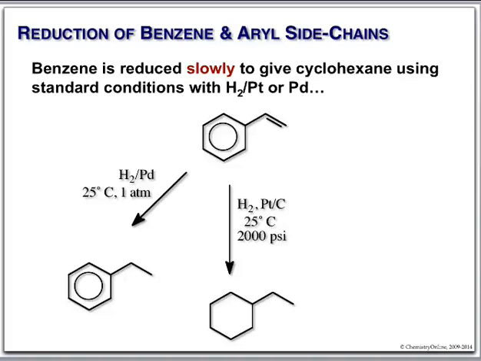Now, there are times when you want this thing to go quickly. Turns out that there are catalysts that have been developed that are better than platinum or palladium. Rhodium is one of them. 25 degrees, 1 atmosphere, again about an hour. You can reduce them both. The nice thing about this is the selectivity. You can do it without touching the ring.